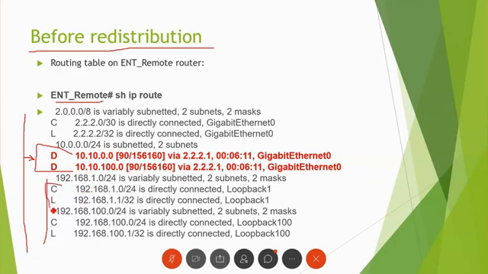C and L routes represent local. They belong to the local router. They were not learned routes. Okay. C and L represent local routes. They are not learned routes. Whereas D represents EIGRP learned routes. This is on the ENT remote router.